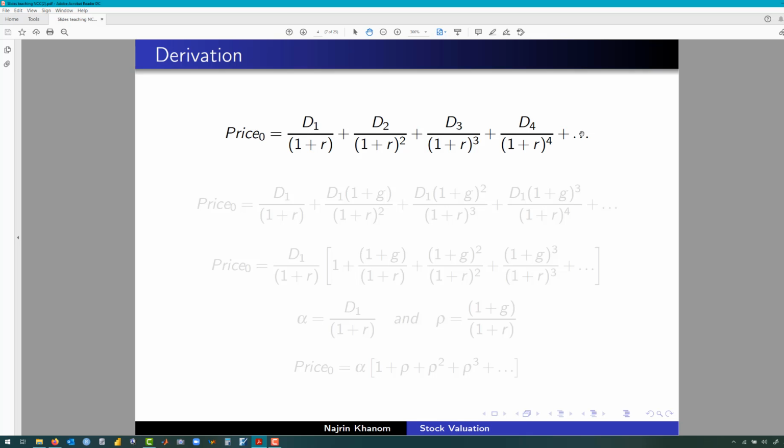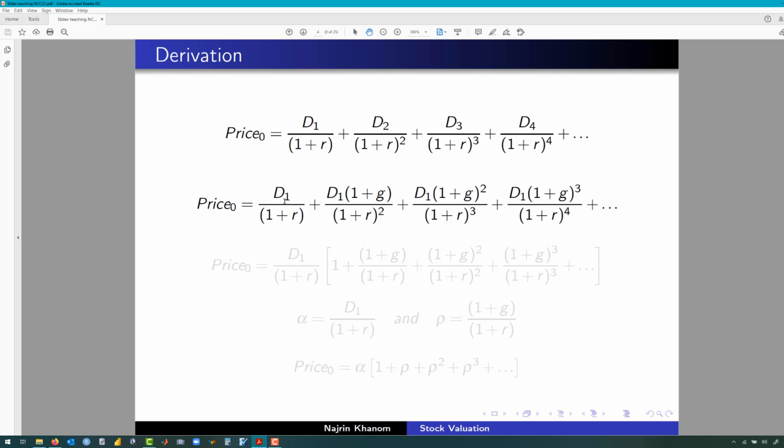So D1 till infinity, or a very, very long period of time. And then each of them are discounted, sum it back, that's the price of the stock. If you have a constant growth rate, then we can rewrite these dividends. So D2 is going to be D1 times 1 plus this constant growth rate. D3 will be D2 times another 1 plus growth rate, or D1 times 1 plus growth rate squared.